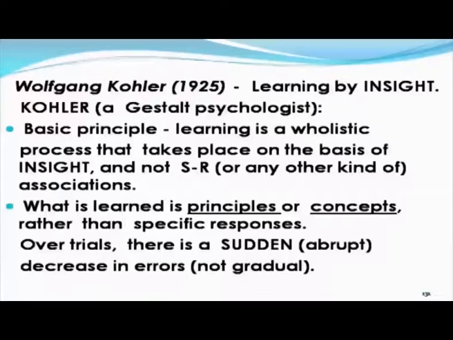Over trials in a particular learning situation, there is a sudden or abrupt decrease in errors and not a gradual decrease in errors. One may recall that in trial and error learning, the decrease or decline in errors is by definition gradual.